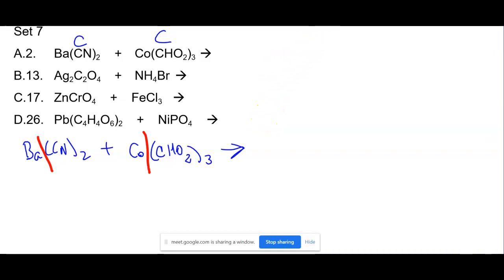Yeah. Okay, so I will want to bring over the back halves in the same order. So I'm bringing over CN, and I'm bringing CHO2 over. Just the ions, not the plus with the parentheses part. So the ion is CN and the ion is CHO2. That makes sense?